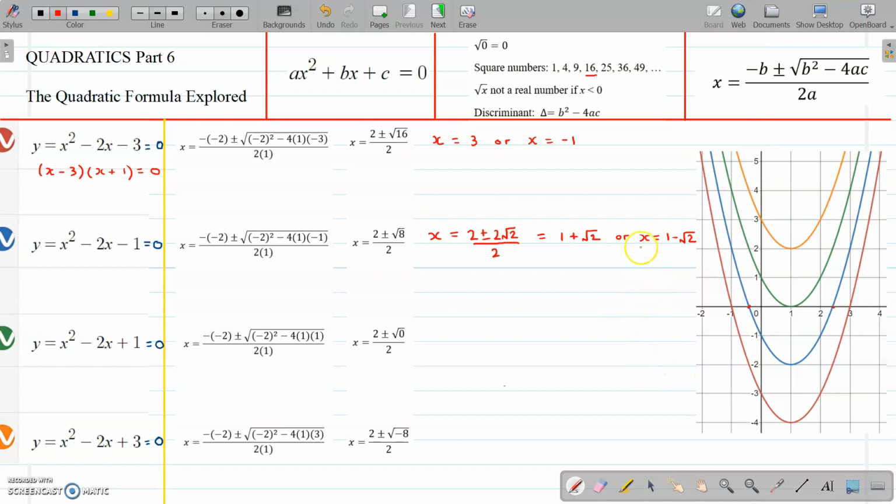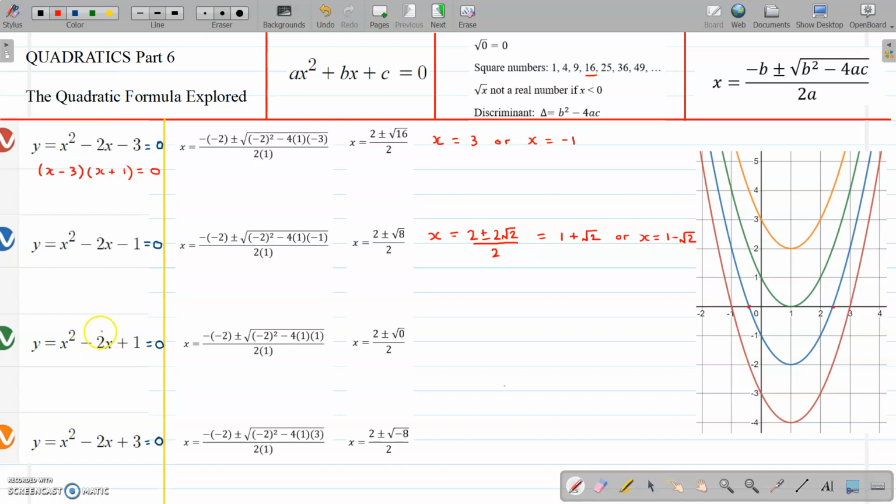So we can find the roots of something that can't be factorized, as in this case you can't factorize this, and I know that because the number under the square root symbol, the discriminant, is not a square number. But we can solve the equation, find both roots using the quadratic formula.